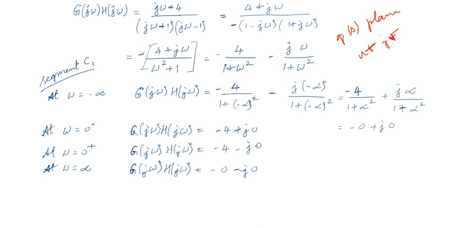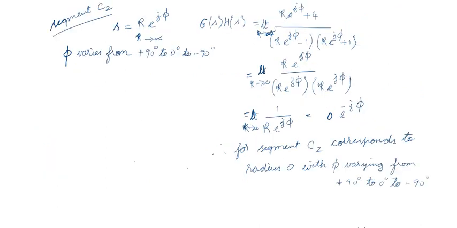Now I am going to the segment C2. What is segment C2? It's a semicircular infinite arc. So I am going to put s as R e power j phi, with R infinite. Angle phi is from 90 degree through 0 degree to minus 90 degree. The transfer function is given as s plus 4 divided by s minus 1 into s plus 1. In place of s I substituted these values. Since R is infinite, infinite plus 4, I can ignore the 4. Infinite minus 1, ignore the 1. Infinite plus 1, I ignore the plus 1. So these terms get cancelled.